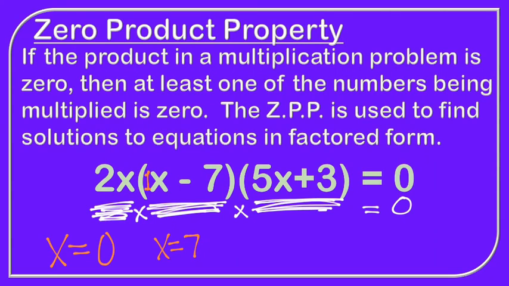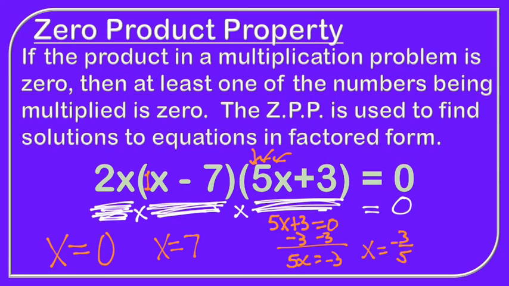And finally, on our last binomial, it has a coefficient of 5. And so whenever there's a coefficient that's not an unwritten 1, in order to solve, you need to write this equation and solve the equation. So in that last binomial, if we replace the x with negative 3/5, we'll have 5 times negative 3/5 plus 3, and that will equal 0. So that's the way to make that binomial into 0. So that's how we get our third solution.